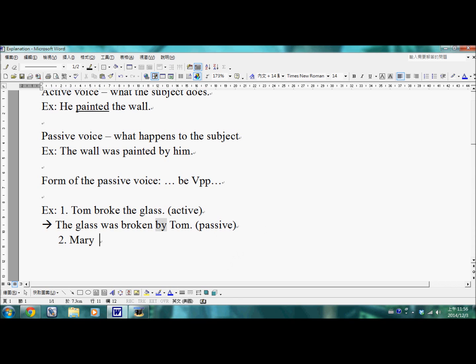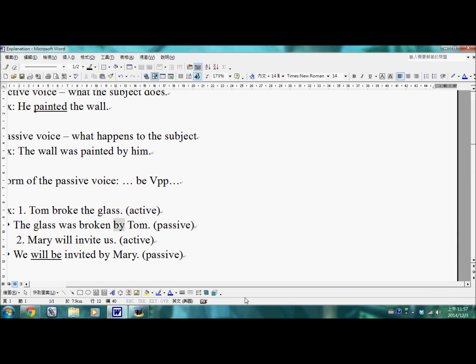Mary will invite us. This is written in the active voice. All right. And then if I change it to passive voice, we want to know what happened to us. We can say we will be invited because it's future tense, and this is the be verb of future tense. Verb PP: invite, invited. We will be invited by Mary. And this is the passive voice.